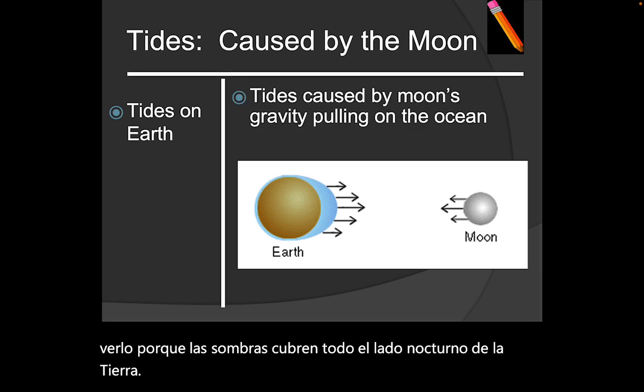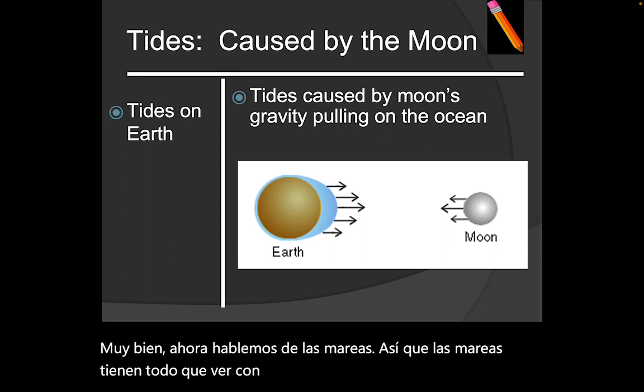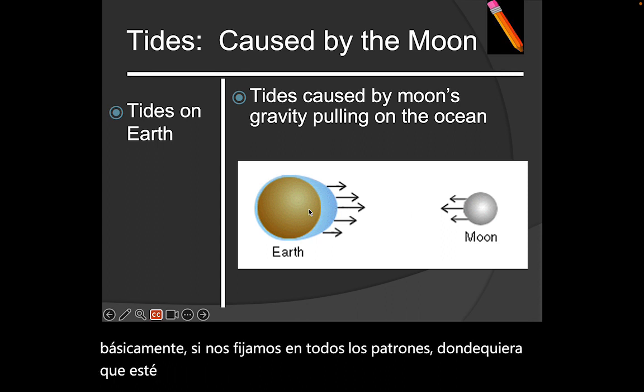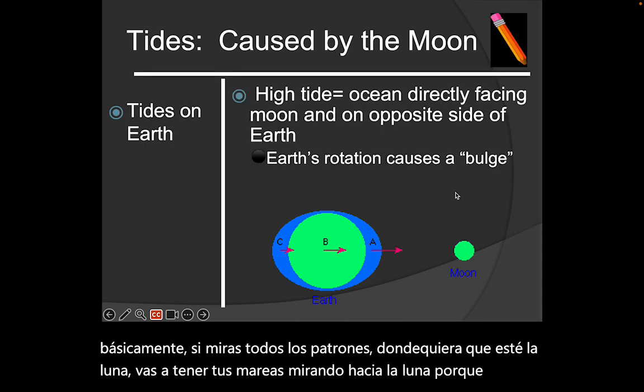Alright, so now let's talk about tides. Tides have everything to do with the moon and with gravity. If you look at all the patterns, wherever the moon is, you're going to have your tides facing the moon because the moon is pulling on our waters.